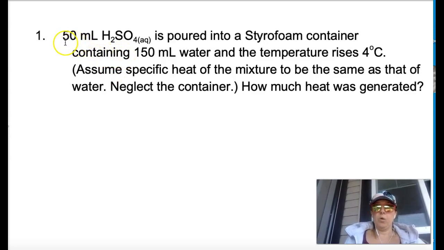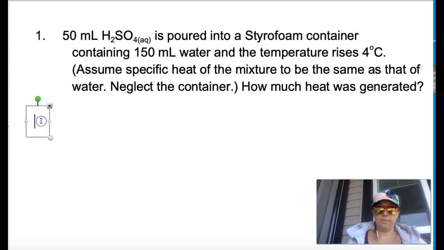Okay, so we have 50 mL of sulfuric acid poured into a styrofoam container containing 150 mL of water, and the temperature rises 4 degrees C. Assume the specific heat of the mixture is the same as that of water and neglect the container. How much heat was generated? So we're trying to solve for Q. We need an m, a c, and a delta T.